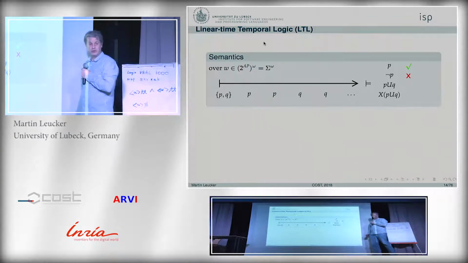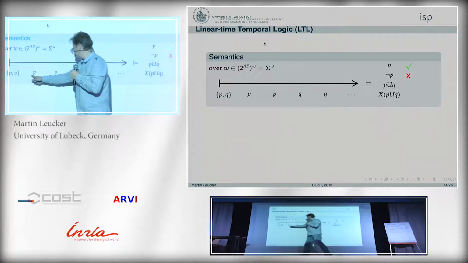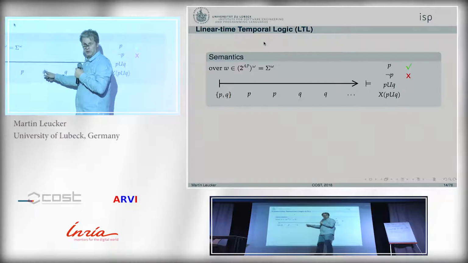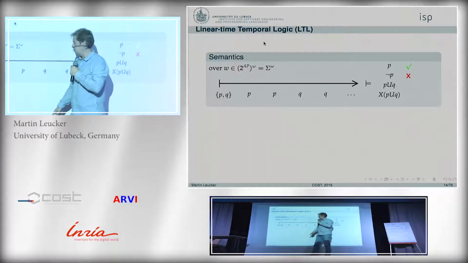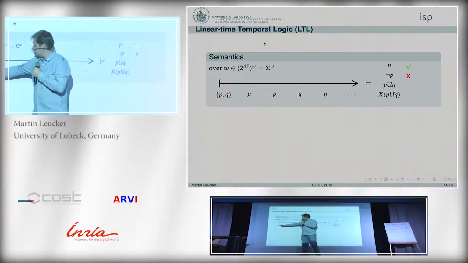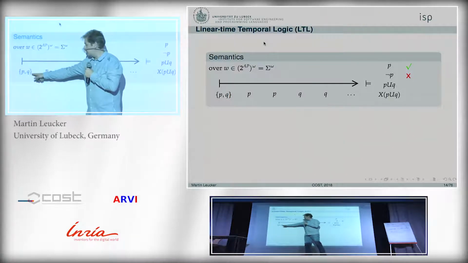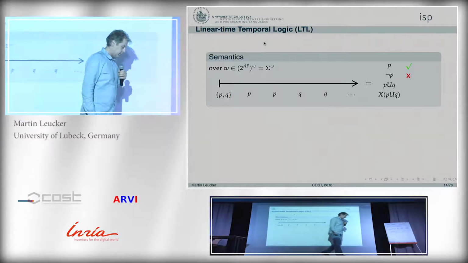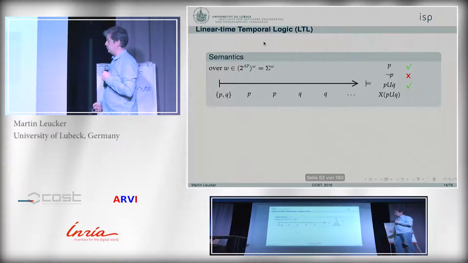What about P until Q? Well, P until Q is satisfied. We have a row of P's until we have a Q. So there is a Q, and up to that moment P holds. Actually, it's much easier here because P already holds here. Q already holds here, so P until Q holds trivially. But next, P until Q also holds.